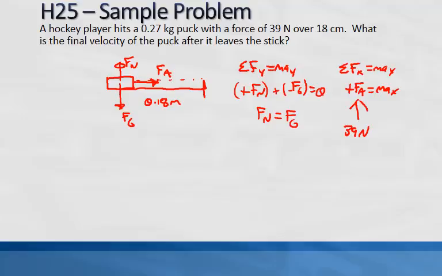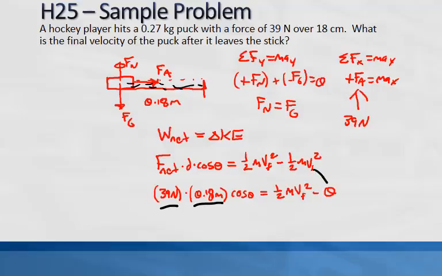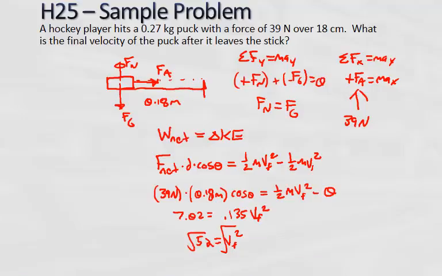Okay, so we've got our force applied, and that's our net force. In this case, there's no friction. Work net equals a change in kinetic energy. We have our force. Displacement is 0.18 meters, 18 centimeters. The net force is to the right, and the displacement is to the right, so the cosine of 0. The initial velocity is 0, and we're looking for the final velocity. We should get 7.21 meters per second as the final velocity leaving the stick.